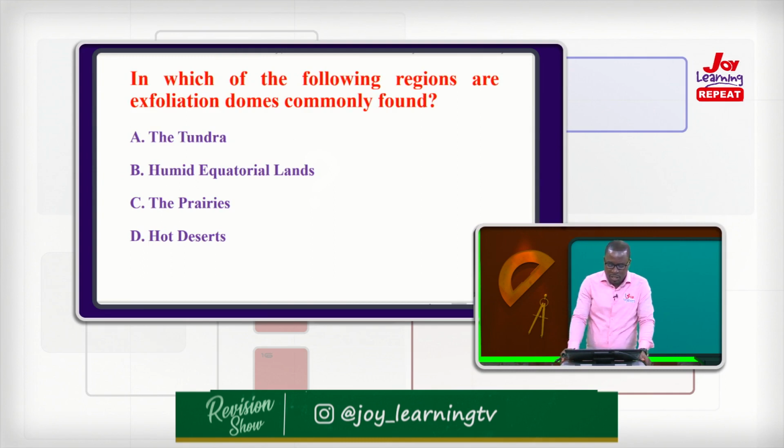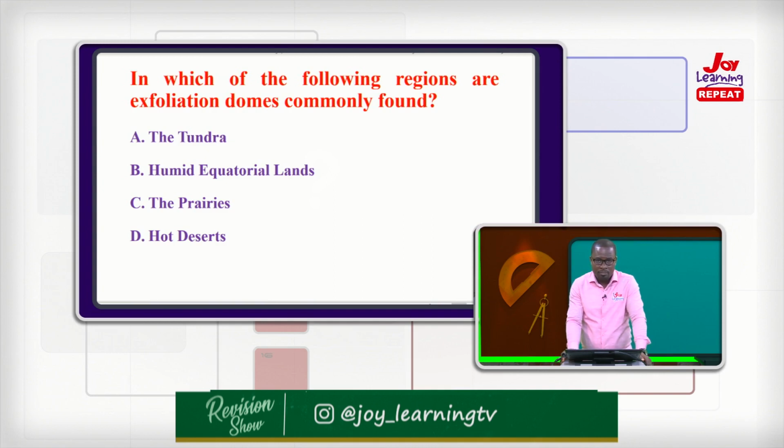In which of the following regions are exfoliation domes commonly found? A. The tundra. B. Humid equatorial lands. C. The prairies. And D. Hot deserts. Which one is the answer? As for this one, whoever should call should not get it wrong.